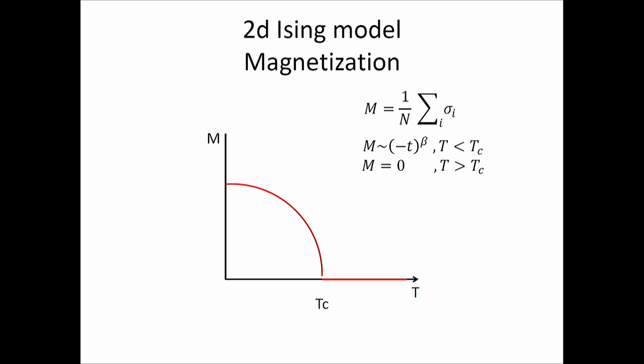So what happens? The magnetization M, again, of the Ising model is 0 above Tc, and non-zero below Tc, and it deviates from 0 near Tc by this exponent, beta.